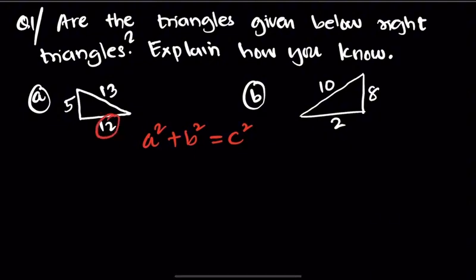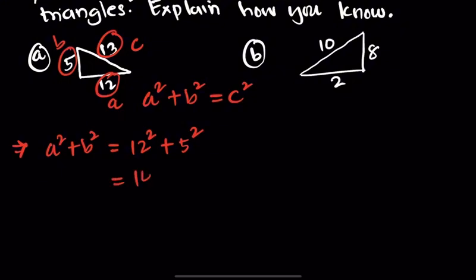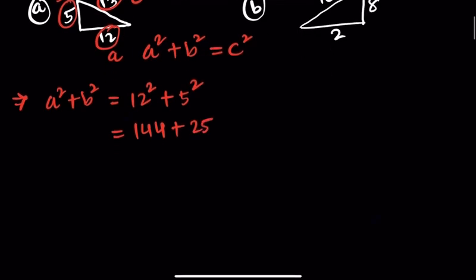Let's say that this is A, this is B, and this hypotenuse is C. Now let's see how much is A squared plus B squared. Since A is 12, A squared means 12 squared, B squared means 5 squared. 12 squared is 144 plus 5 squared is 25. 144 plus 25 is 169.